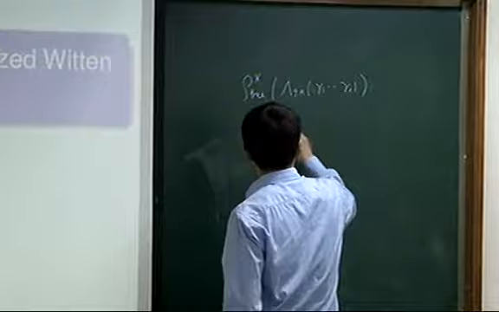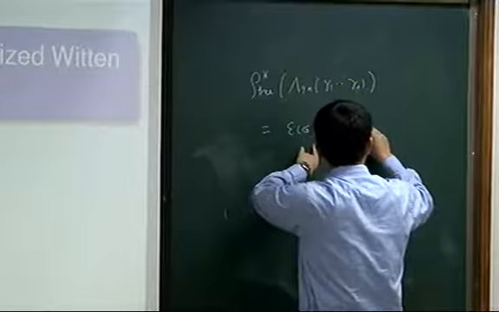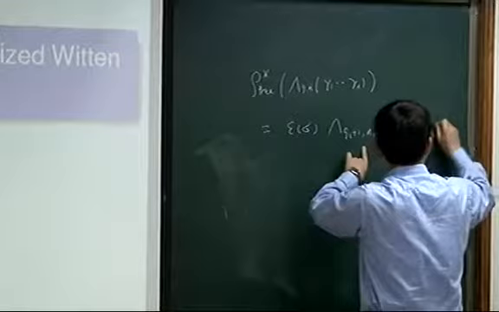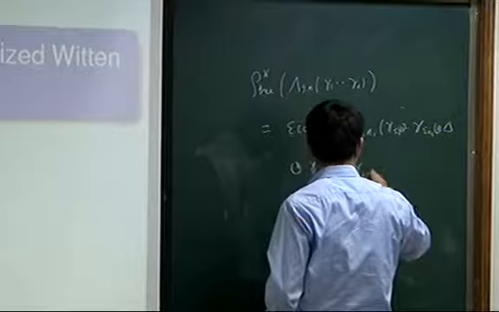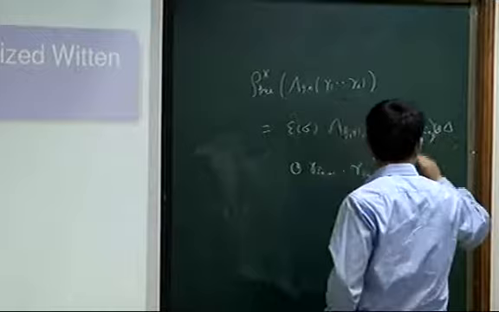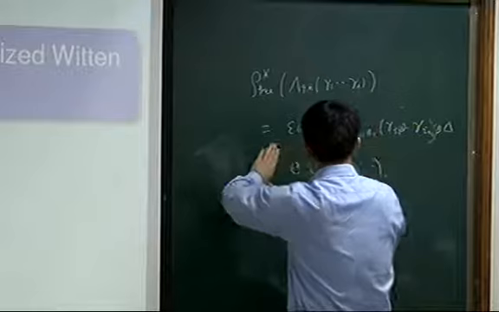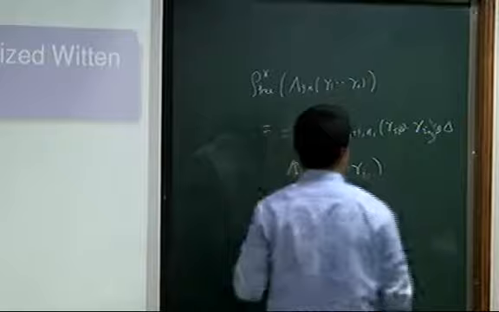equals some sign, and here is g1 plus g2, the diagonal tensor gamma_i and gamma^i, with n1 plus 1 to n1 plus n2. I should write it in this way. So this is one condition.